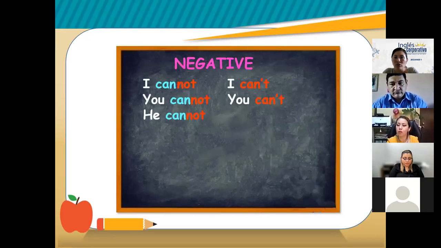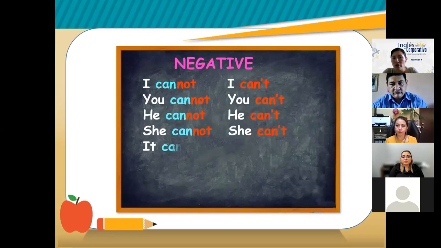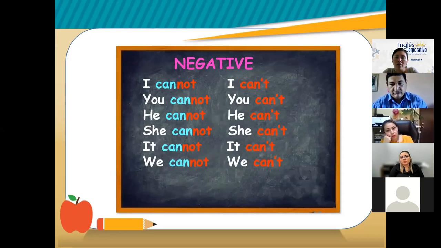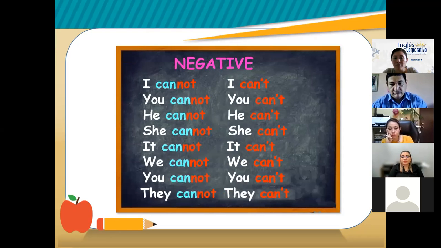Now, if it is the negative form, pues usted decide cómo lo quiere usar, ¿verdad? Si usted quiere usar contractions o si usted quiere usar the full form, right? It's up to you. Usted decide. Okay, ¿cuál le parece usted que es más común? Probablemente el contractado, can't. I can't sing very well, right? Bueno, en mi caso yo uso cannot, right? Because I don't want to, you know, to confuse anyone, right?